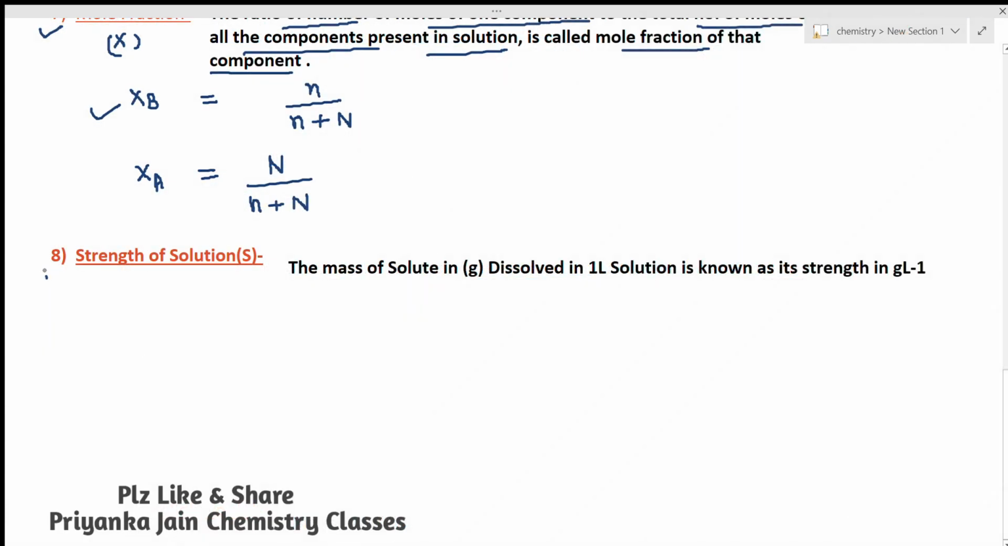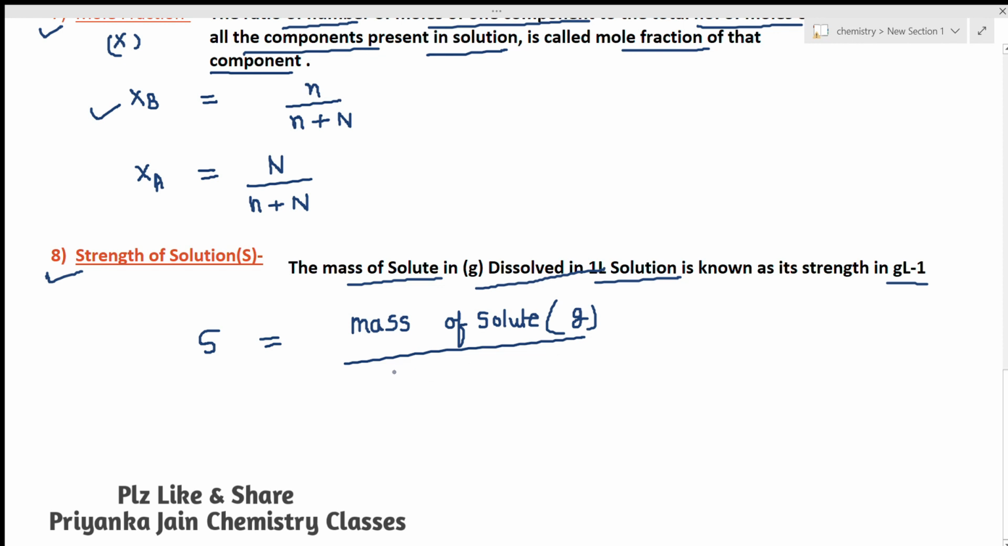Now the last term is the strength of the solution, that is shown by S, and this is the mass of the solute in grams dissolved in 1 liter of solution, and it is shown in grams per liter. It means this will be equal to the mass of the solute, that should be in grams, divided by the volume of the solution, and this should be in liters, right? So this is the last term.